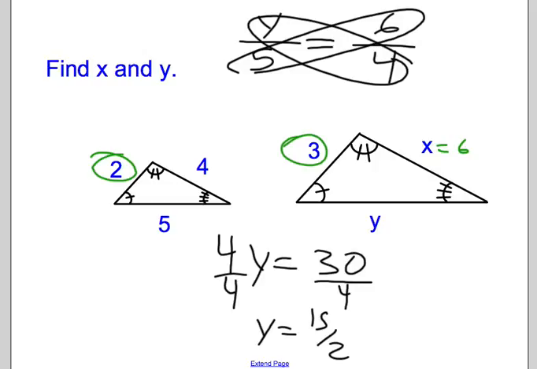Good job. I would have used the 3 and 2 again here. The 3 and the 2, but the 6 and the 4, we know those two lengths and they correspond, so that is perfectly fine.